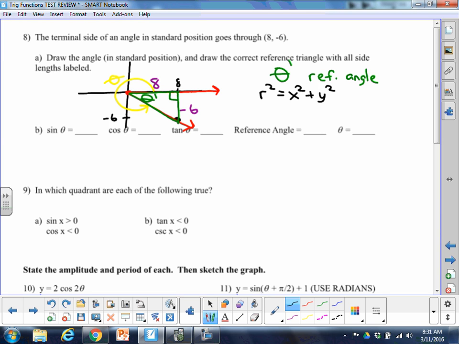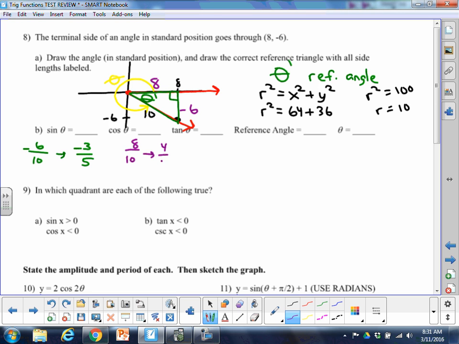So r squared will be 8 squared, which is 64, plus negative 6 squared, which is 36. Those add to 100, so r ends up being 10. That's our hypotenuse. And then we're able to write the ratios. The sine of the angle is opposite over hypotenuse, negative 6 over 10, which we reduced to negative 3/5. The cosine is the adjacent, 8 over 10, which we reduced to 4/5. And your tangent is opposite over adjacent, negative 6 over 8, which we can reduce to negative 3/4.